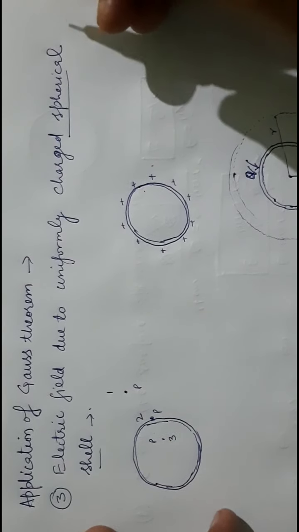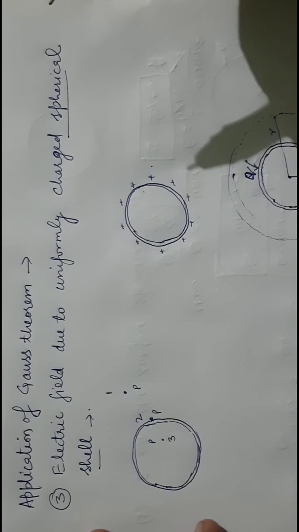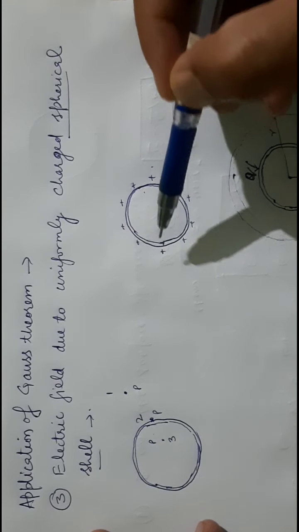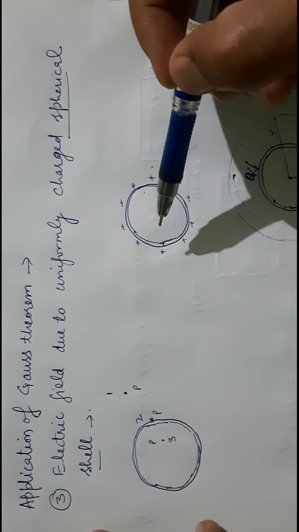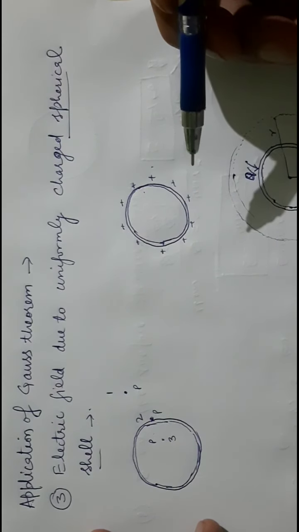In this video, we will discuss the third application of Gauss theorem, that is electric field due to a uniformly charged spherical shell. Let us first discuss the electric field lines for the case of a spherical shell. This is your spherical shell whose thickness is negligible as compared to the radius, and the positive charge is uniformly distributed over the sphere.